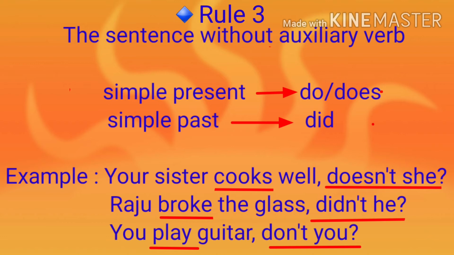For example, your sister cooks well, doesn't she? Look at the example. The verb cooks in the statement is in simple present tense, so we should construct the question tag with the does form. Next example. Raju broke the glass, didn't he? Here the verb broke is in simple past. Use the did form. Come to the next example. You play guitar, don't you? The verb play is in simple present, so use the do form.